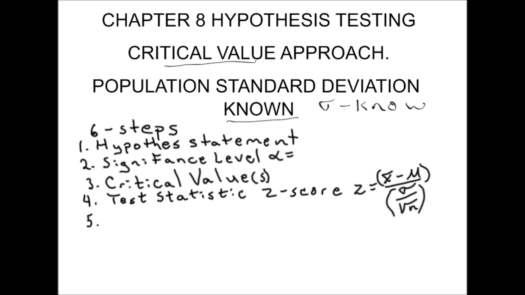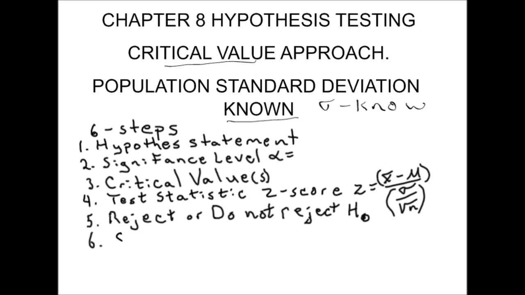Fifth is to decide whether we reject or do not reject H sub 0, the null hypothesis. And we'll talk about this in just a second. And then 6, you have to write a summary, which is putting your conclusion about rejecting or not rejecting into words. You have to make a statement here.